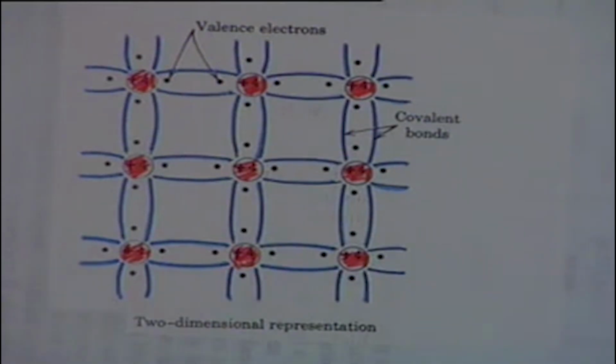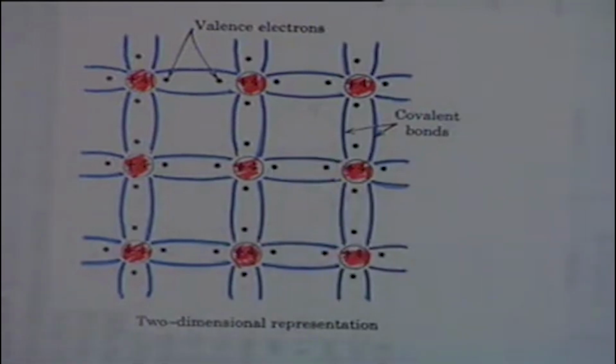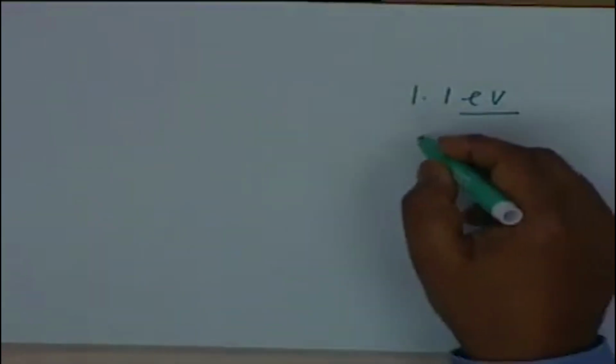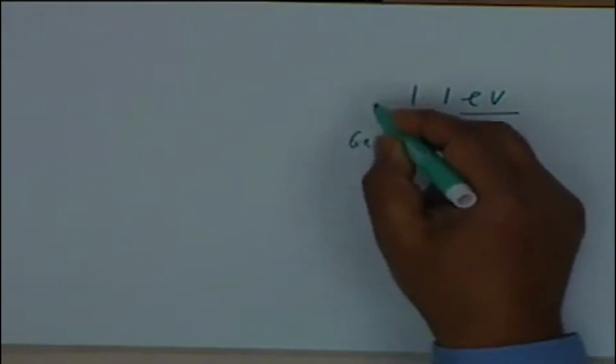At absolute zero of temperature, there is absolutely no energy anywhere, and the silicon or the germanium atom acts like an insulator. The amount of energy, it can be calculated from quantum mechanics, that is required to knock out one of these electrons from silicon is approximately 1.1 electron volt. 1.1 electron volt. You know the unit electron volt? Energy unit? Okay. Whereas if it is germanium, then it is 0.67, approximately taken as 0.7.